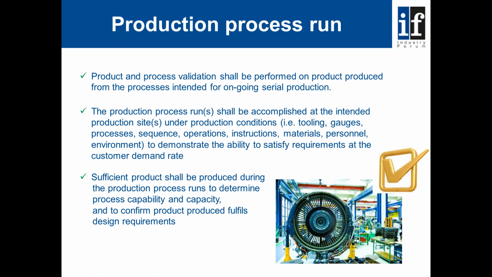What does this mean in real life? Well, what this means is that we're going to manufacture a number of products through the manufacturing process using production tooling, equipment, people, methods, and so this is a simulation, if you like, of the conditions that the product will be made in real life. Typically, the number of products that needs to be produced or the duration of the production process run is agreed with the customer. One of the keys, though, is that sufficient product shall be produced during the production process runs to determine process capability and capacity and able to confirm product produced fulfills the design requirements.